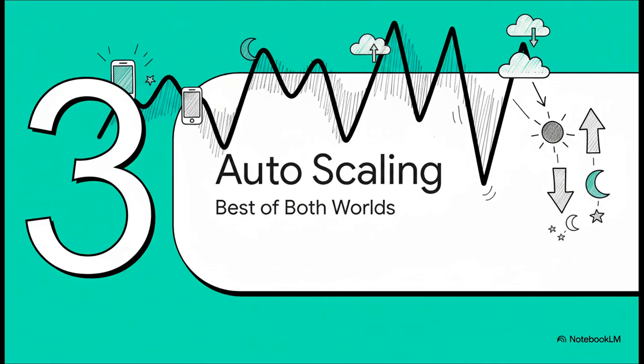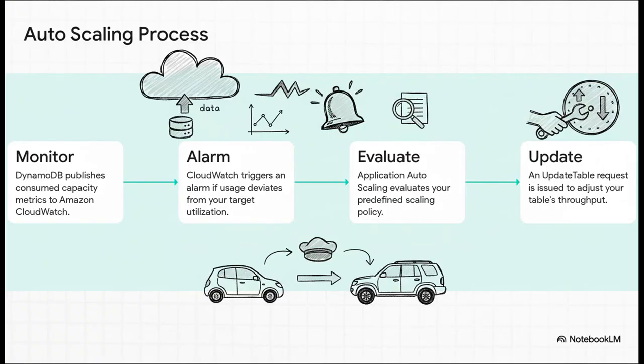What if it's got regular peaks and valleys, kind of like a social media app that's crazy busy during the day but dead quiet at night? Well, that is exactly what autoscaling is for. It gives you the best of both worlds for your provisioned capacity. The whole process is actually really elegant and completely automated.